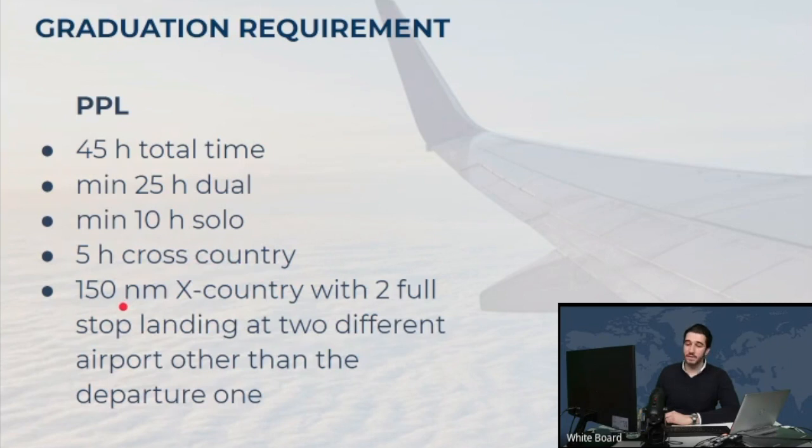So 150 miles, all right? Till here, we all agree, I believe, from a distance point of view, okay? It's a distance measurement, and this cross-country has to be 150 miles. But how do these 150 miles have to be accomplished? They have to be accomplished with 2 full-stop landings. What is a full-stop landing? You land, taxi back on the runway, and take off again.